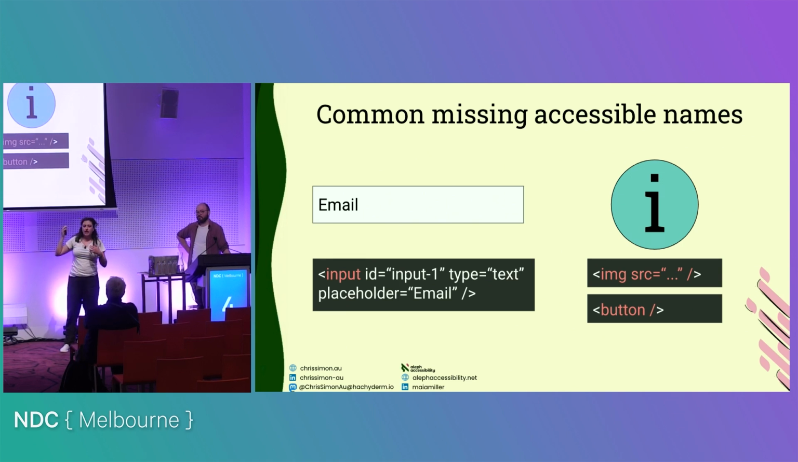Another example is interactive elements. This is a really, really common issue that we find. So we have on screen an info button, so it's like a tooltip, right? So you might implement that as an image.